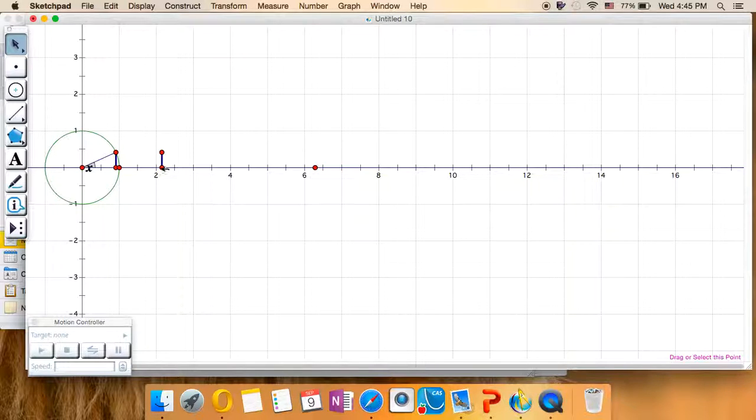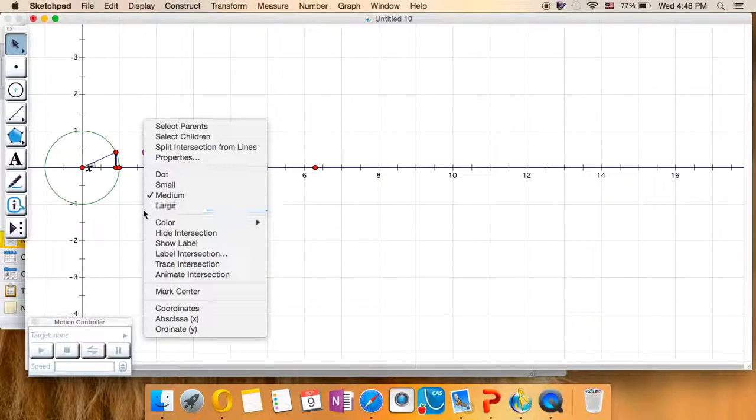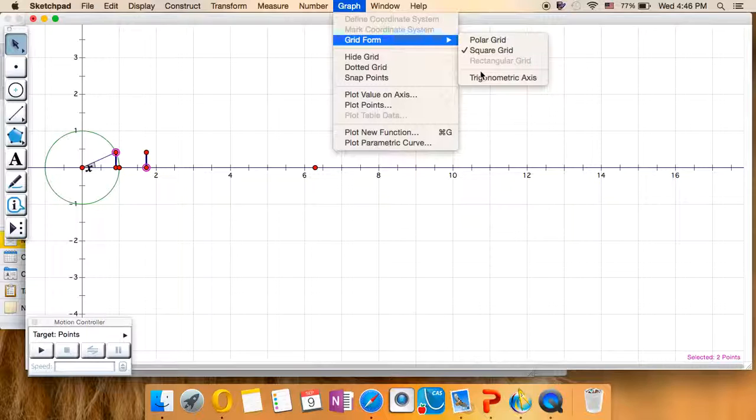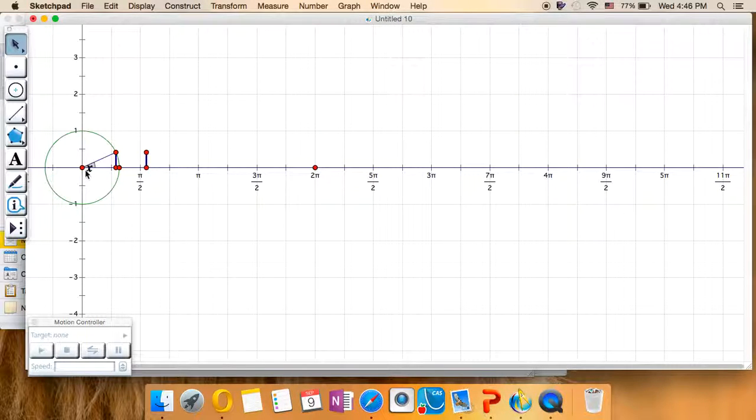Now, we are going to look at how the sine function is created or graphed. So we're going to trace this intersection, and then we're going to animate these two points, and the graph will be on the trig axis. You see that this is pi right here, and this is 2 pi. So if this point goes around the circle, it should reach 2 pi. So let me move this over.